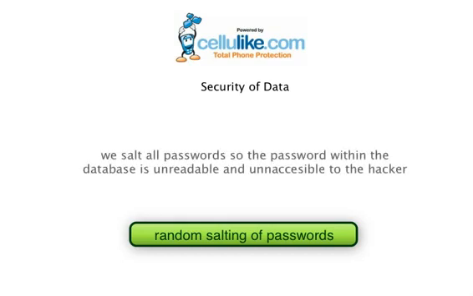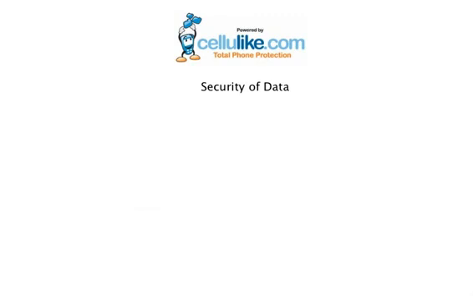Salting a user's password in the Cellulike database means that a hacker, even if they can compromise the database, can do nothing with the passwords. They will merely have access to simple data they can't really use and has little value to them. The same can be said about the physical data of the contacts, photos, and videos.